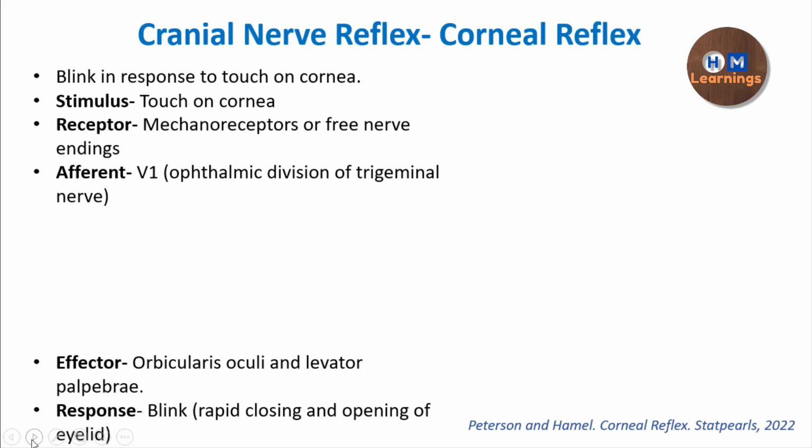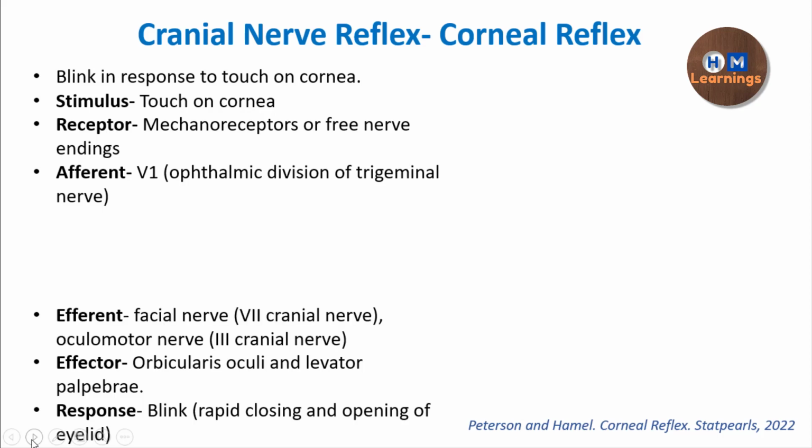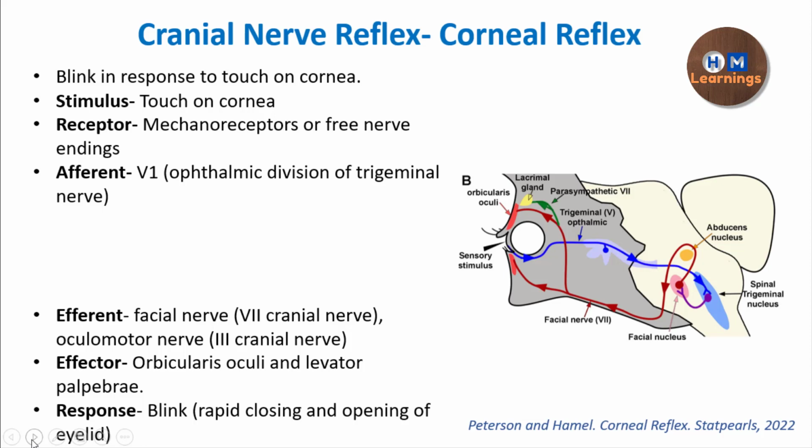The efferent is the facial nerve, which innervates the orbicularis oculi, causing the closure of the eyelid. Another efferent is the oculomotor nerve, which innervates the levator palpebrae, causing the opening of the eyelid. So there are two efferents here. This reflex is somewhat different from other reflexes, because here the response is the blink, which involves first contraction of the orbicularis oculi and then contraction of the levator palpebrae. That is how it has two muscles and two efferents.